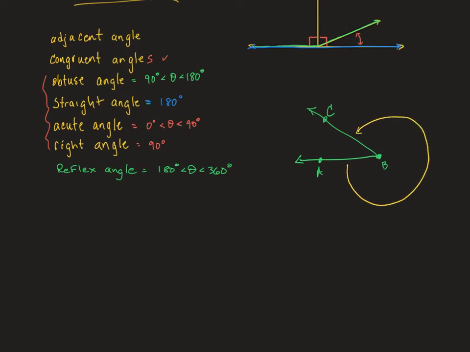So if I measured that, that is going to be greater than 180 degrees. So that is going to fall somewhere between 180 and 360. So just keeping that in mind, there's multiple types. And then let's see here.